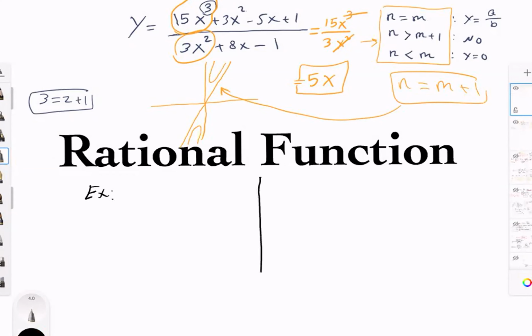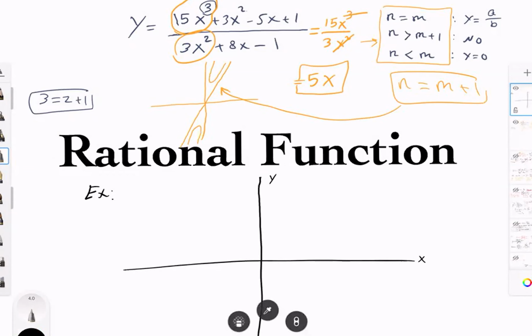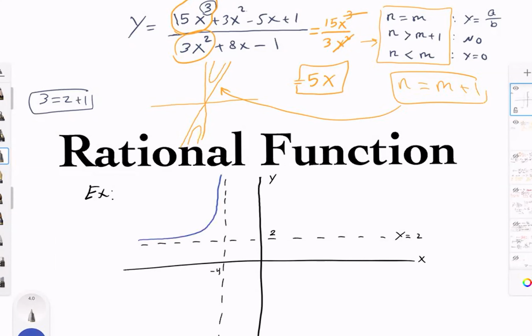Example. So this is a horizontal asymptote at y equals 2. This is negative 4, the vertical asymptote. And our graph is something like this. All right, so this is f of x. My question is, what is the limit of f of x when x approaches negative 4 from the right?